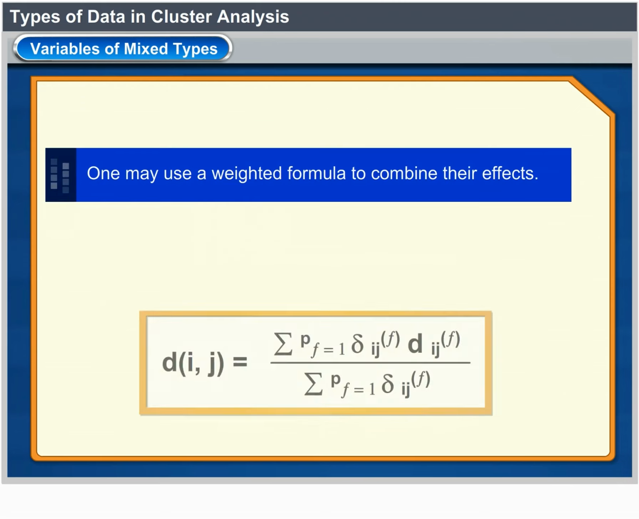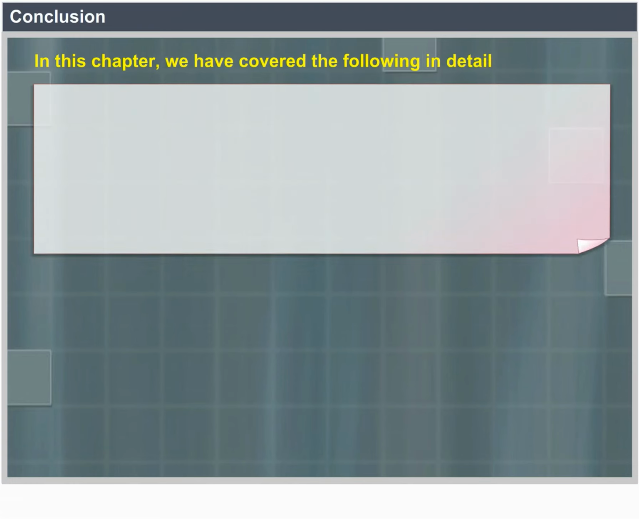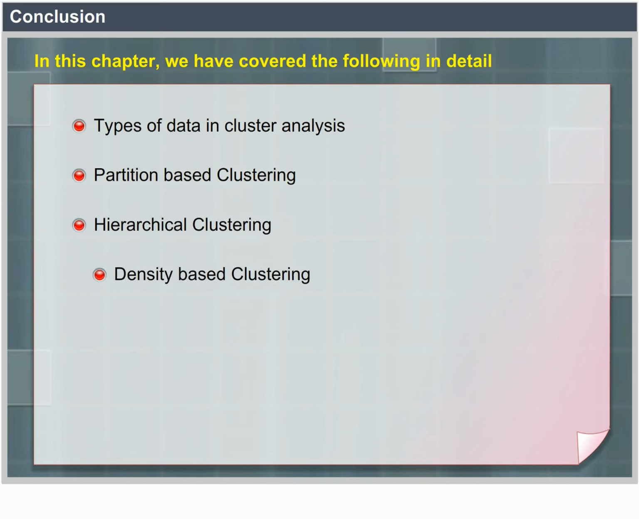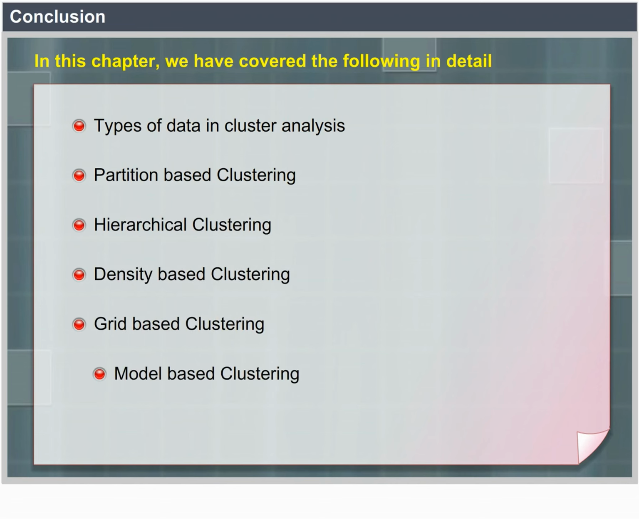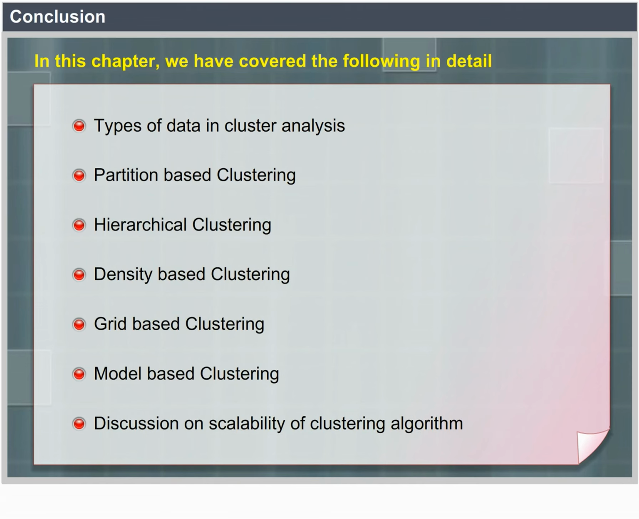Conclusion. In this chapter, we have covered the following in detail: types of data in cluster analysis, partition-based clustering, hierarchical clustering, density-based clustering, grid-based clustering, model-based clustering, discussion on scalability of clustering algorithms, outlier analysis, parallel approaches to clustering.